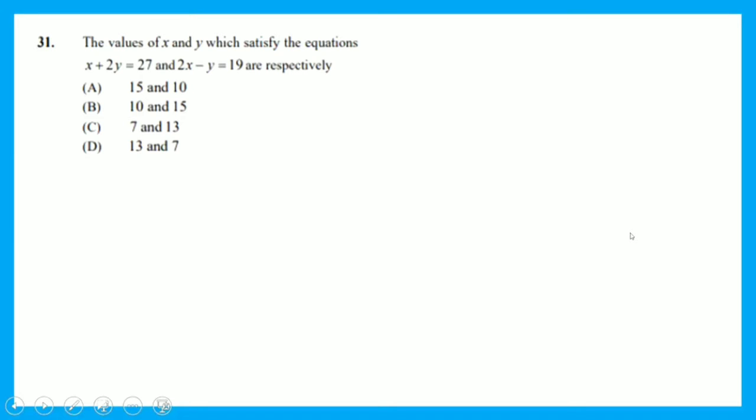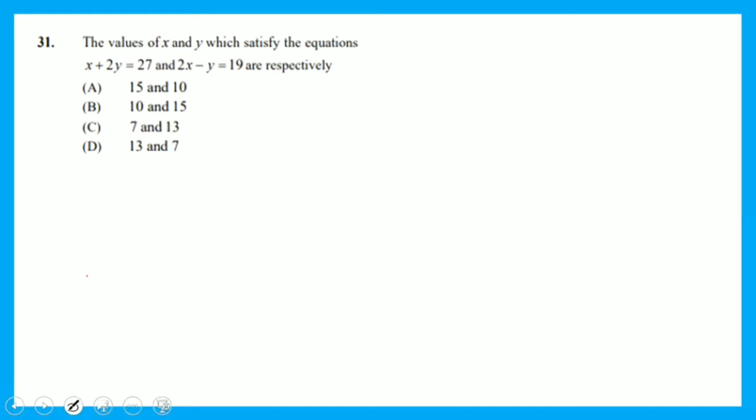All right, so for this question, I'm actually going to show you 3 ways to approach this. The values of x and y, which satisfy the equations x plus 2y equals 27 and 2x minus y equals 19, are respectively, and we're supposed to tell what the values of x and y are. If you notice with these options, there's 15 and 10, 10 and 15, which means the order matters. The x value must be given first and the y value must be given second when you choose your response.